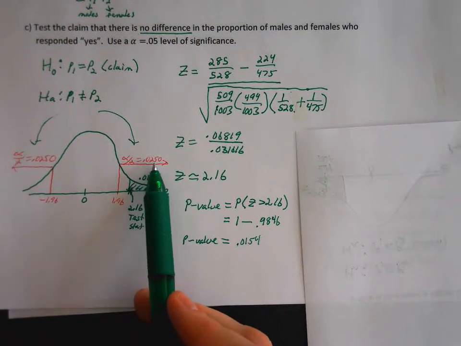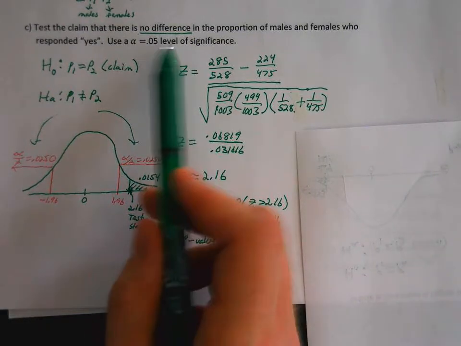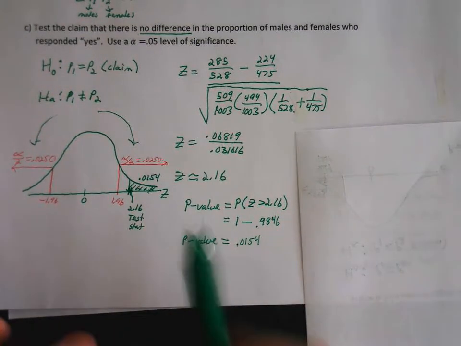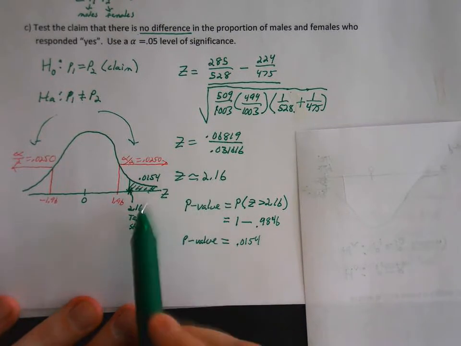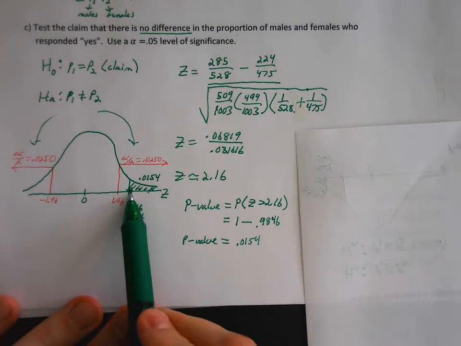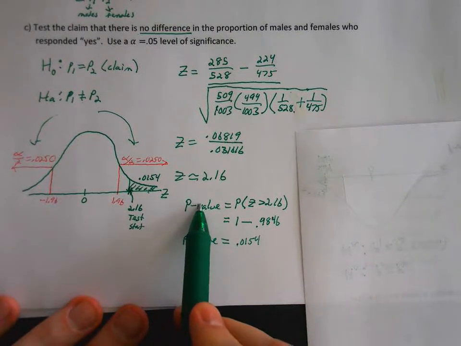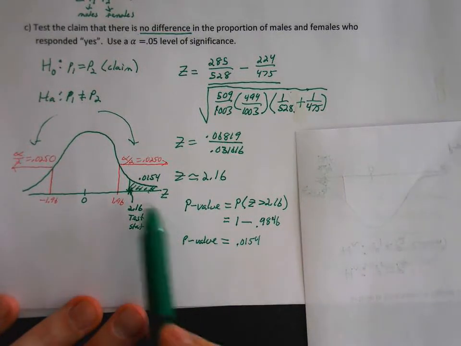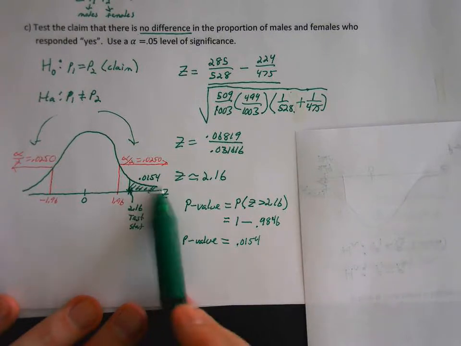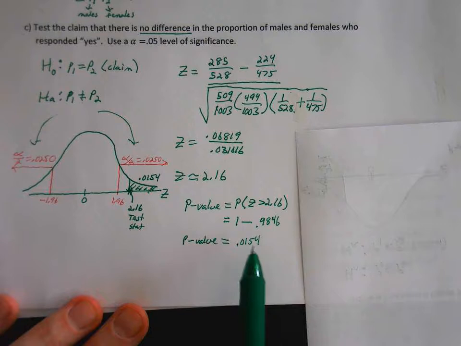So we have 0.025, because that's 0.05 divided by 2. And when you take your z-value of 2.16, we can see we're on the right-hand side. When you look at the p-value, you want to find the probability of getting a value as extreme or more extreme than 2.16, so higher than 2.16 here. That p-value is 0.0154.